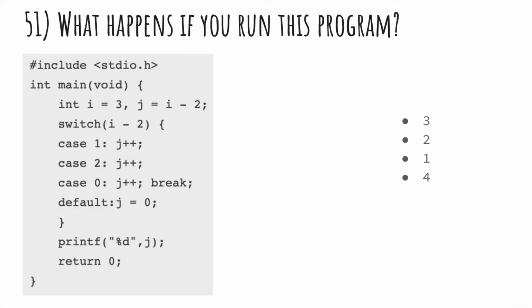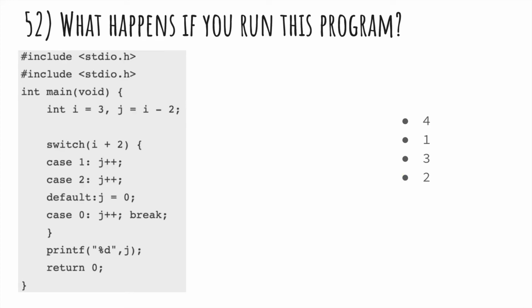And then the next question, I is equal to 3, and j is equal to I minus 2, which is 1. And then we have a switch statement, I minus 2, which is 1. So this will fall into case 1. So we'll add 1 to j. J will now be 2, but there's no break statement, so it's going to fall into all the other cases until you have a break or end. So it's going to fall into case 2, j is now 3, fall into case 0, j is now 4, and we break out of the switch statement, so your answer is 4.